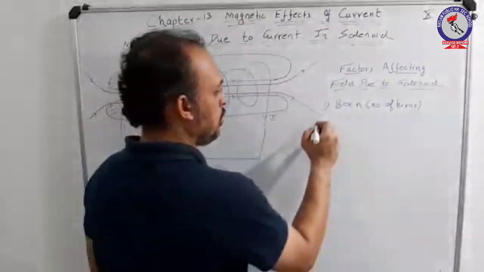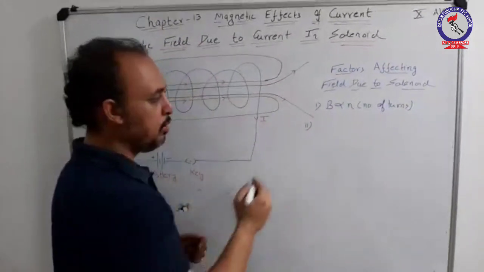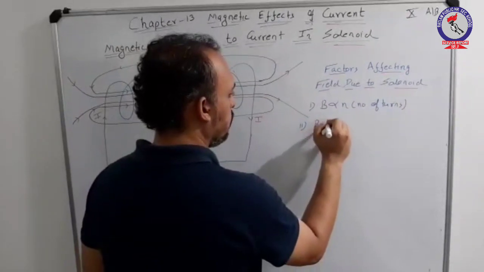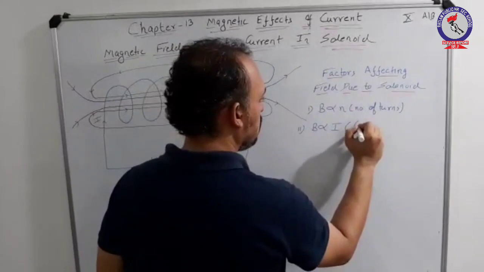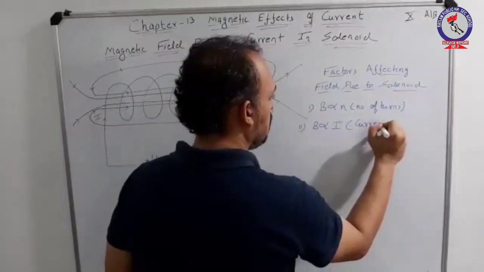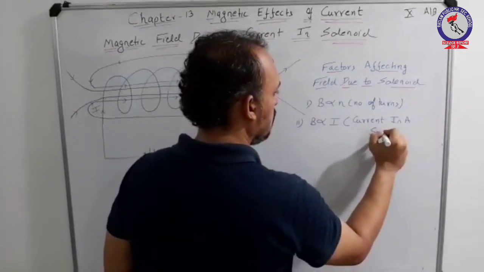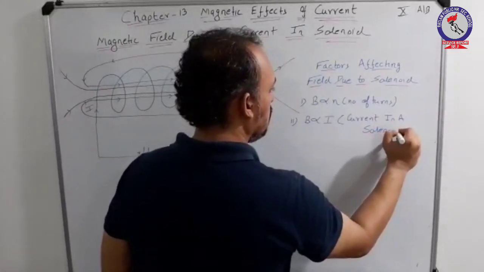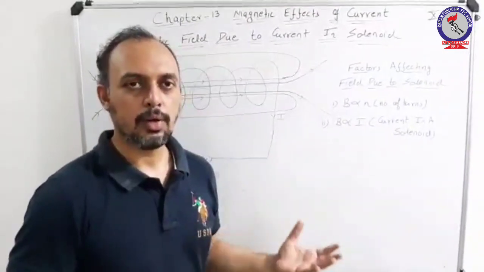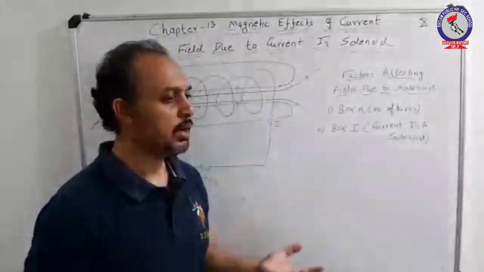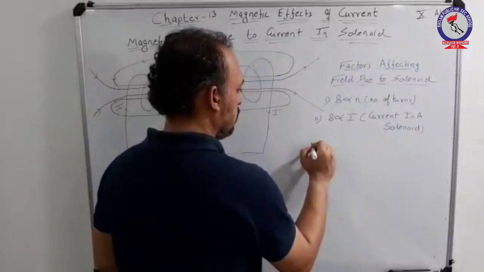The second parameter on which the field of a solenoid depends is that magnetic field is directly proportional to current, that is, the current in a solenoid. Hence you can say that the greater the magnitude of current, the stronger is the magnetic field formed inside the solenoid.